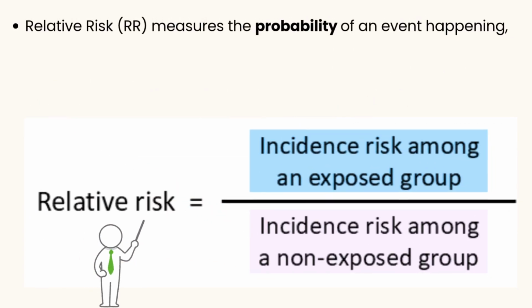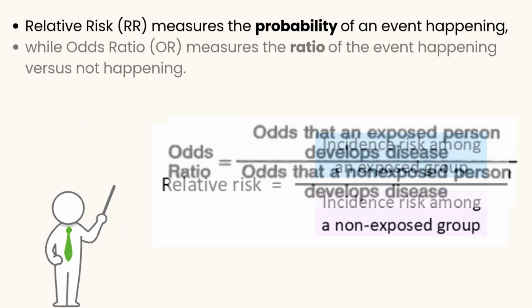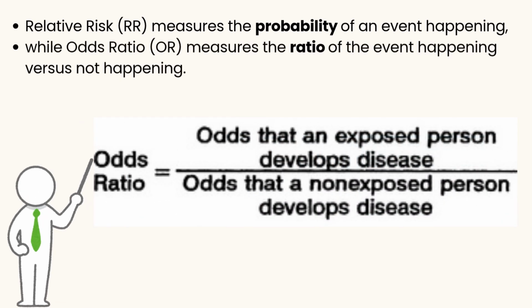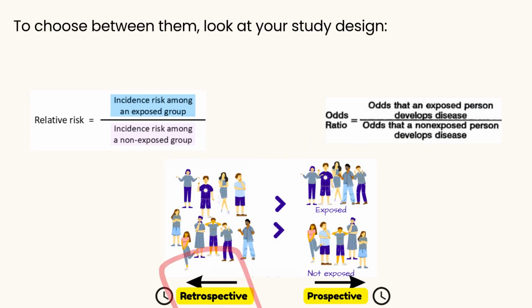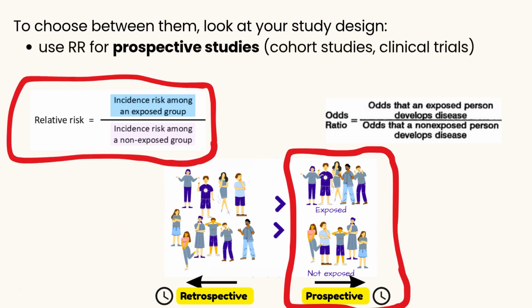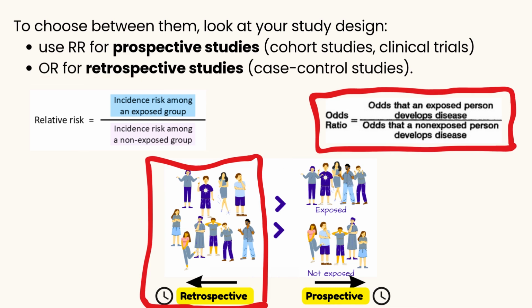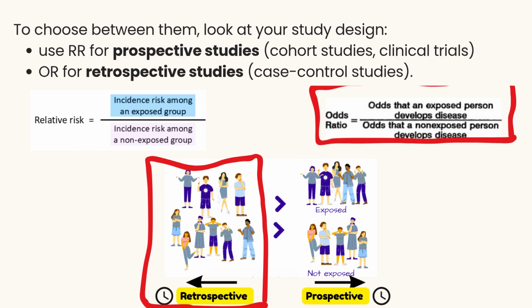Relative risk measures the probability of an event happening, while odds ratio measures the ratio of the event happening versus not happening. To choose between them, look at your study design. Use relative risk for prospective studies, like cohort studies, clinical trials. Odds ratio for retrospective studies, like case control studies.